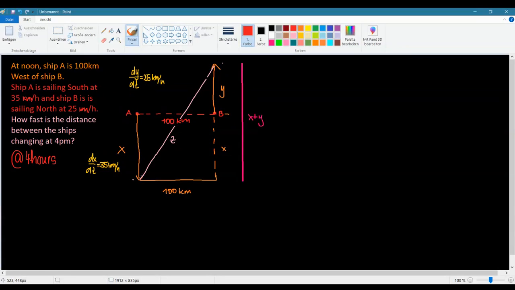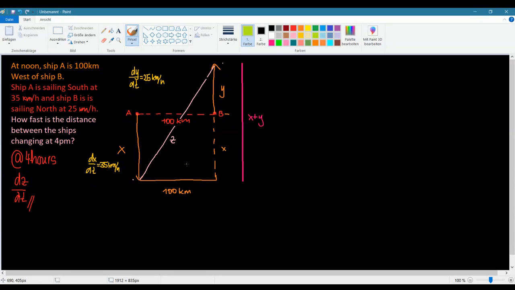The change in the distance between these ships after 4 hours, which means we're looking for the change in z over the change in time. We're looking for the change in z over the change in time, so the rate of change of z. That is what we're looking for. Okay, so with that in mind, let's set up our equation.